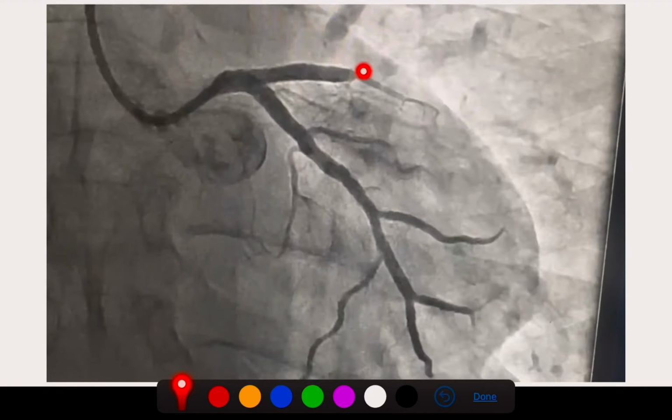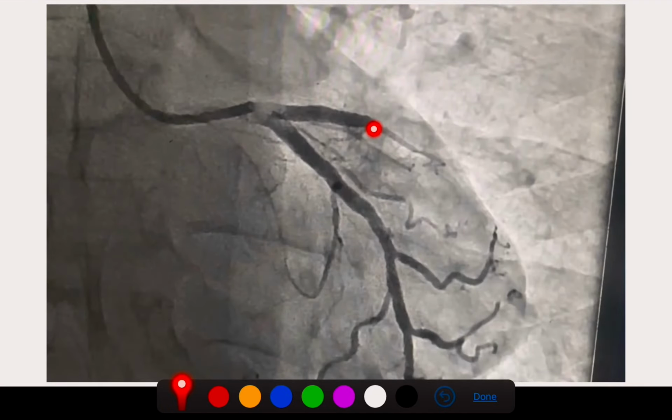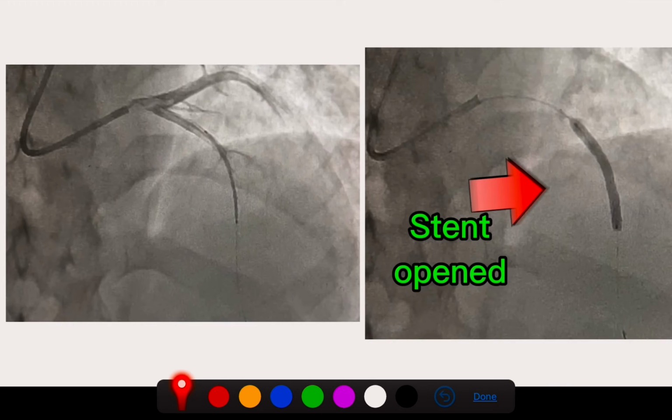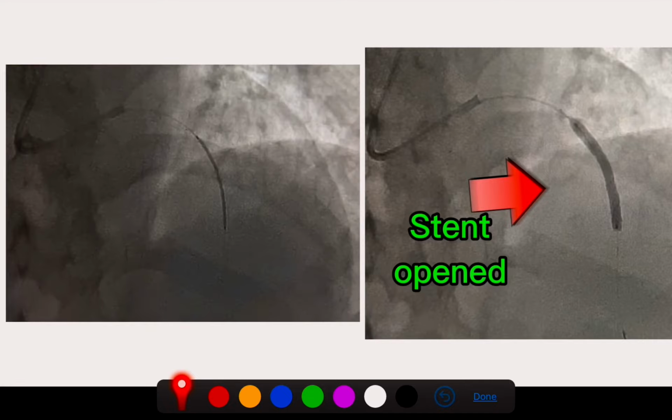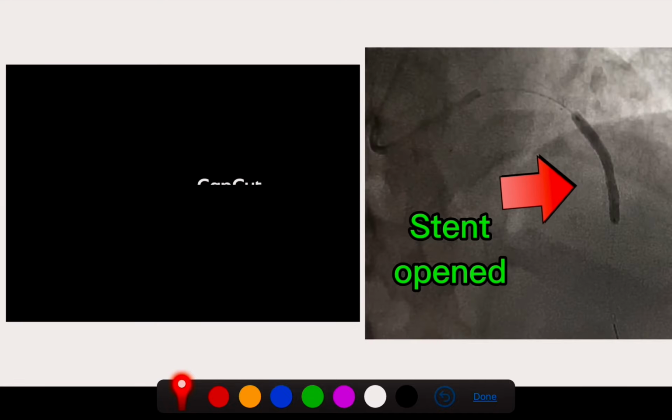You can see it is occluded from here. There is no flow right from here. Now we are deploying a stent here. The stent is fully open.